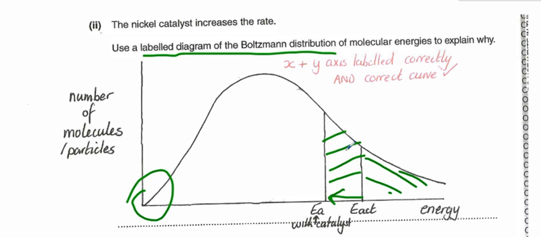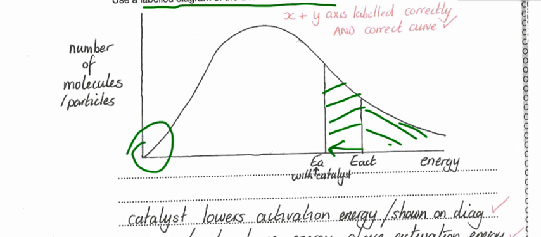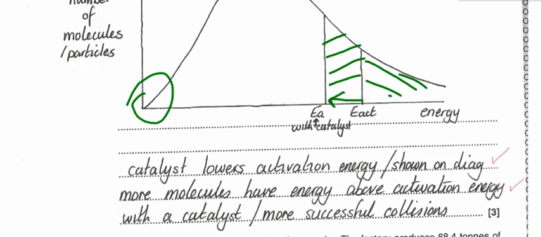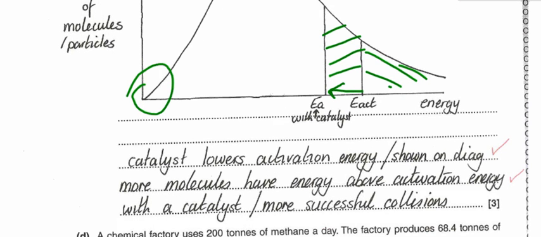This area under the graph is proportional to the number of molecules, so I've now got a greater proportion of molecules with an energy higher than the activation energy, so therefore more successful collisions and a faster rate of reaction. So here we've got catalyst lowers the activation energy, which can be shown from your graph as well. More molecules have an energy above the activation energy, and so more successful collisions.